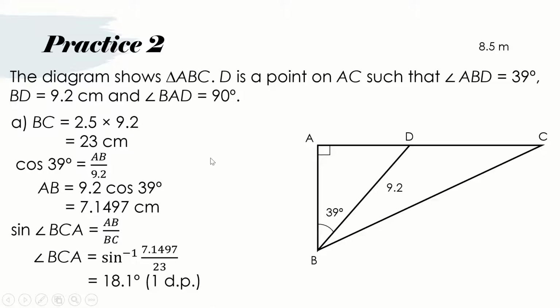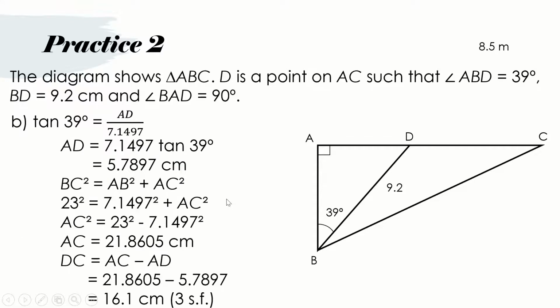Okay, to find BC, because it's 2.5 of BD, so 2.5 times 9.2, you get 23 centimeters. So cosine 39 degrees will be equal to AB, adjacent, out of 9.2. So you find AB next. AB is 7.1497 centimeters. Once you know AB, sine BCA will be equal to AB, opposite, out of hypotenuse BC. Then angle BCA will be 18.1 degrees, correct to 1 decimal place.